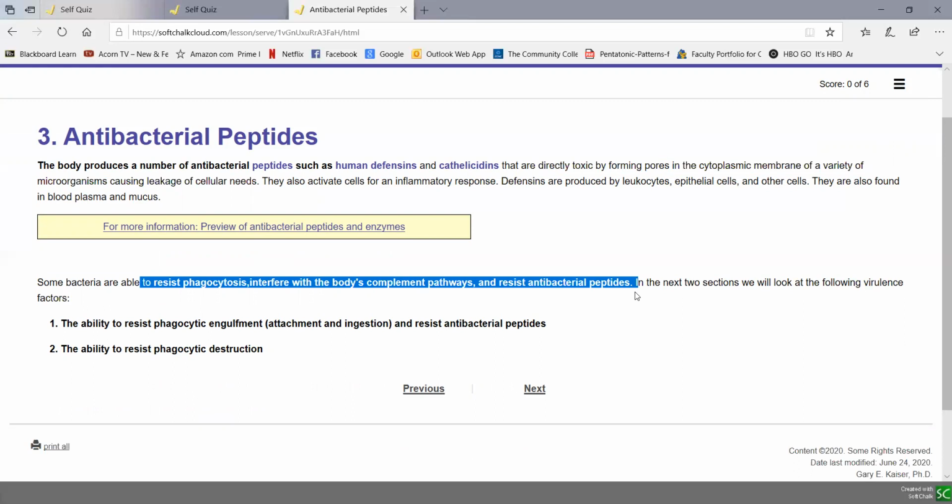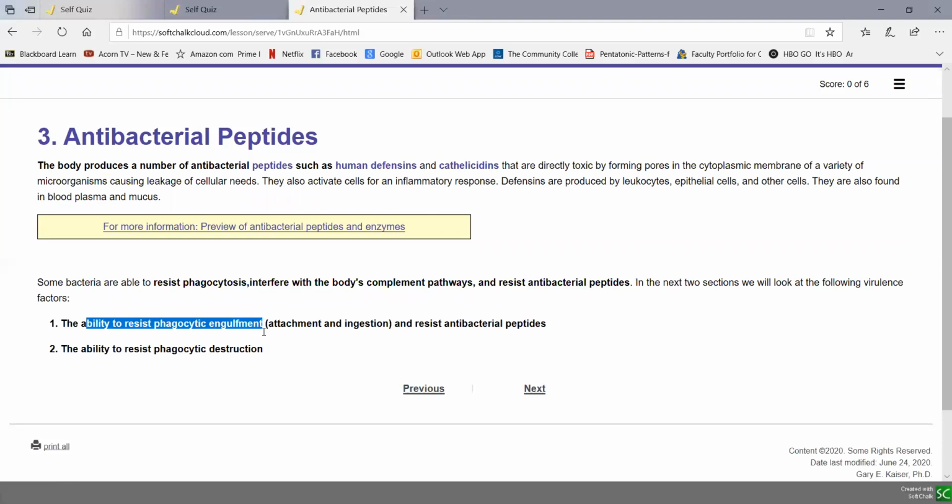So in our next two SoftChalk lessons, we're going to look at virulence factors that enable bacteria to resist phagocytic engulfment, which is what we call attachment and ingestion stages of phagocytosis. And we'll also look at how they can resist antibacterial peptides. And then the SoftChalk lesson after that, we'll look at how they can resist phagocytic destruction once they are engulfed.